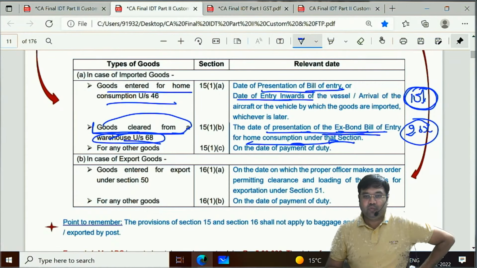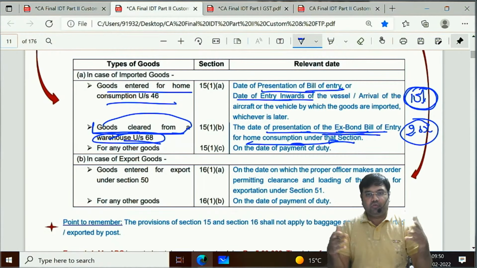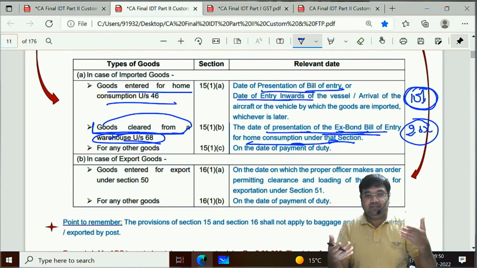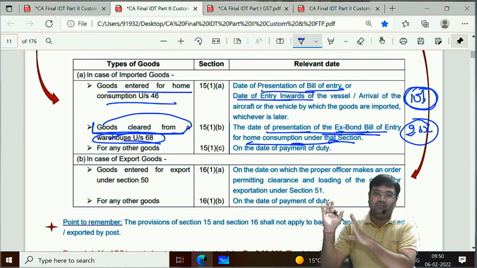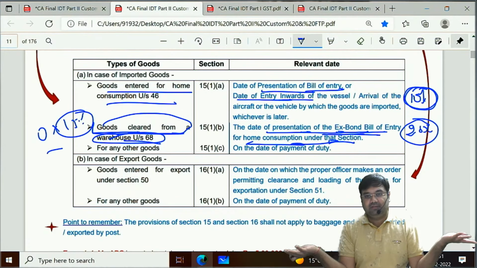So is he supposed to pay interest? Of course not. What I said to you in the previous chapter also: interest is on duty. Because he is not supposed to pay duty, of course no interest, because you calculate interest on duty only. No duty, no interest, even though he is keeping the goods beyond 90 days, because duty is 0. If you apply any percentage on this, it is going to be 0 only. Correct?